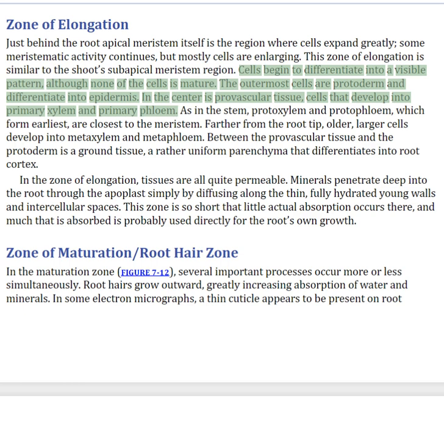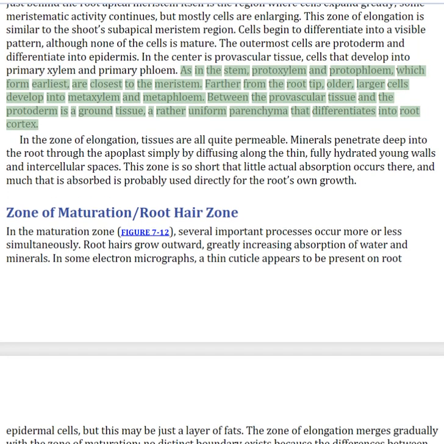The outermost cells are protoderm and differentiate into epidermis. In the center is provascular tissue, cells that develop into primary xylem and primary phloem. As in the stem, protoxylem and protophloem, which form earliest, are closest to the meristem. Farther from the root tip, older, larger cells develop into metaxylem and metaphloem. Between the provascular tissue and the protoderm is a ground tissue, a rather uniform parenchyma that differentiates into root cortex.